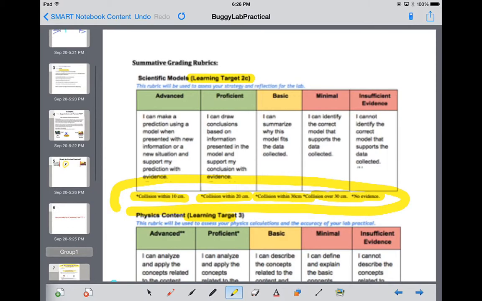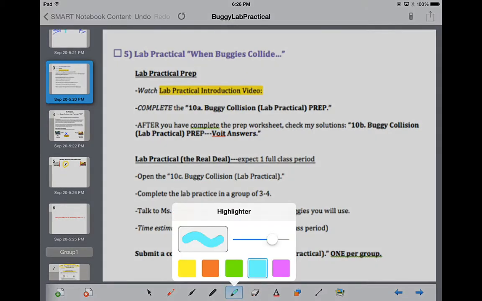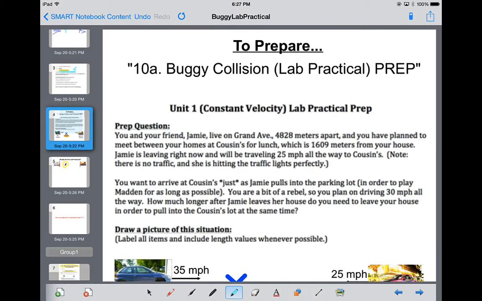Now, I'm obviously not going to throw you in right away and have you just do this right off the bat. Before you get into the actual lab practical situation, you are going to be completing a pre-lab, a preparation piece here. So you're going to be filling in handout 10A first. Handout 10A is basically going to be looking at this idea of having you and your friend who live a certain distance apart. You want to meet at Cousins.